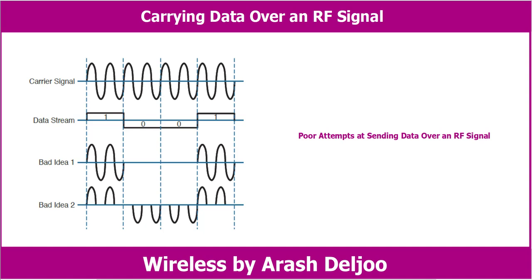This is bad. A different twist might be to transmit only the upper half of the carrier signal during a 1 bit and the lower half during a 0 bit, as you can see in bad idea 2. When we have 1, we have only the upper half, and when we have 0, we have the lower half of the signal.